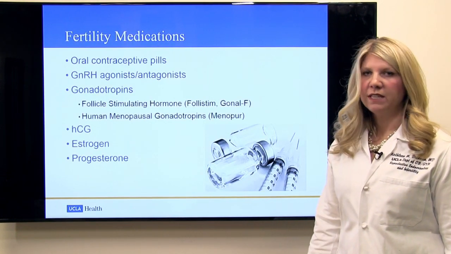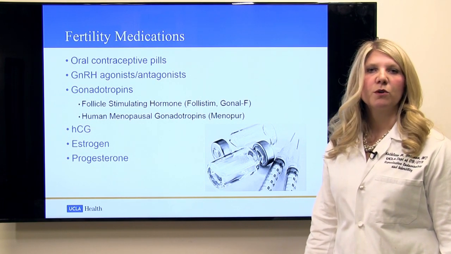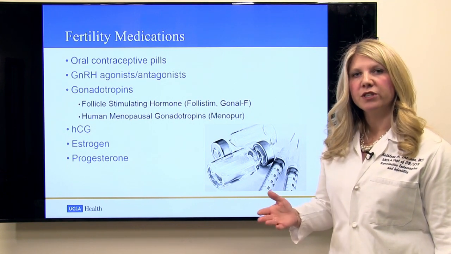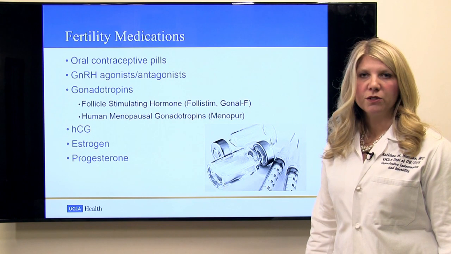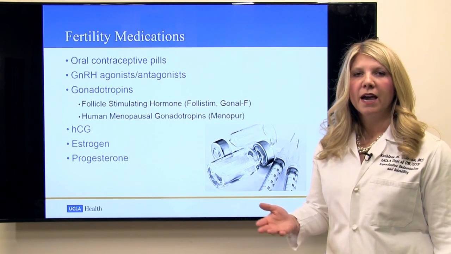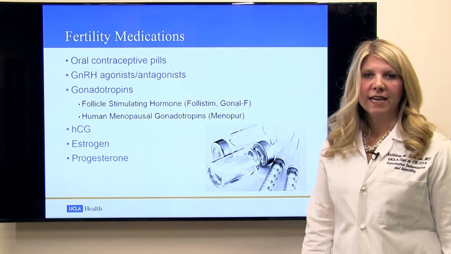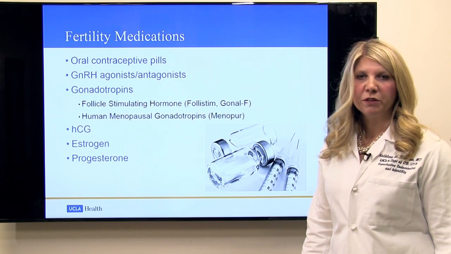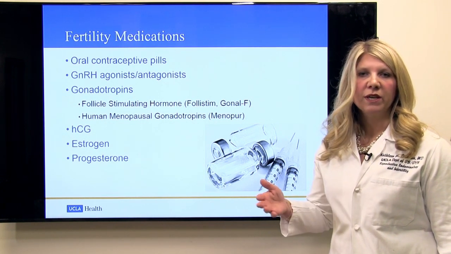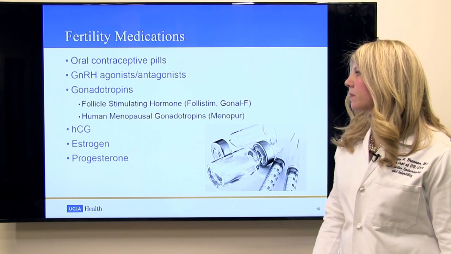In terms of the fertility medications, we often start with oral contraceptive pills. The purpose of oral contraceptive pills is to help synchronize the follicles so that when we do actually stimulate the ovaries, the follicles grow at the same rate, so we have as many mature follicles as possible at the time of retrieval. GnRH agonists and antagonists are used to prevent the woman from ovulating too early, so that during the stimulation we can add these medications on in order to prevent early ovulation.